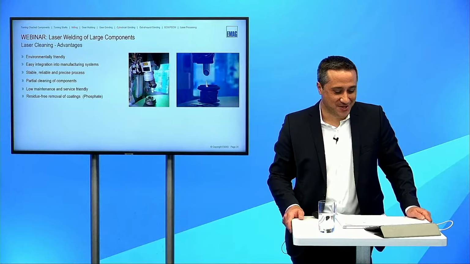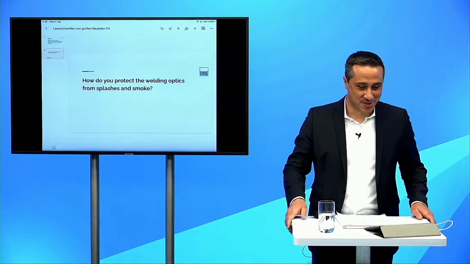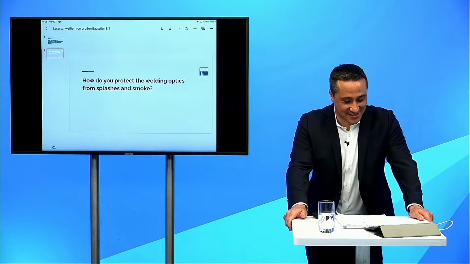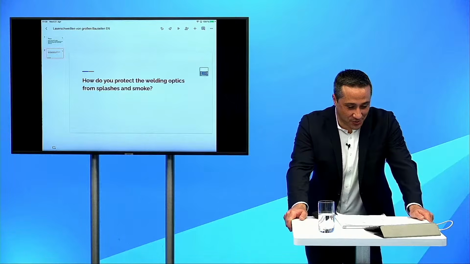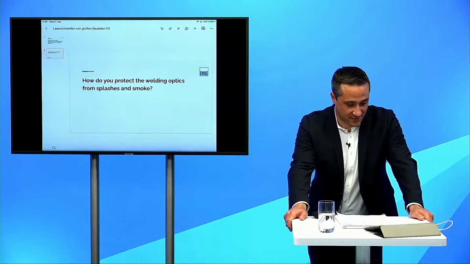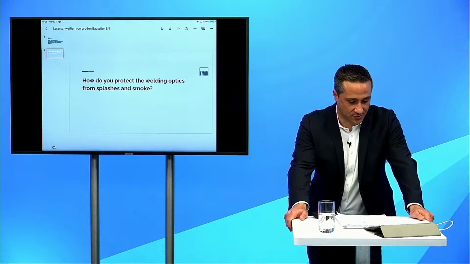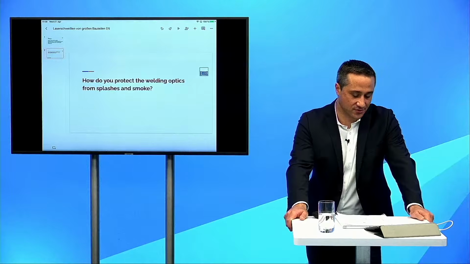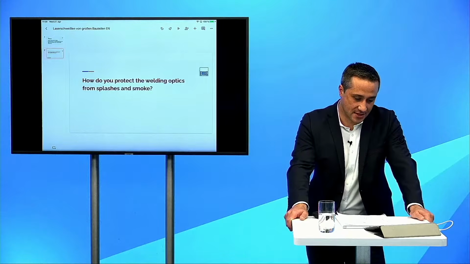One additional question. Just trying to switch in between the camera as well as the tablet. How do you protect the welding optics from splashes and smoke? I assume that this is referring to the previous welding processes.